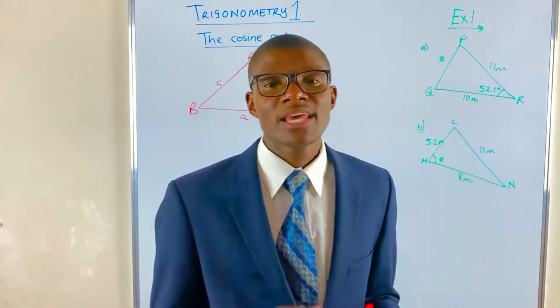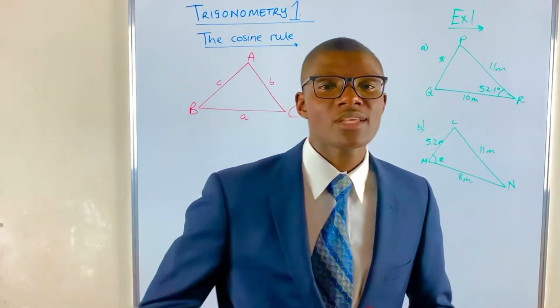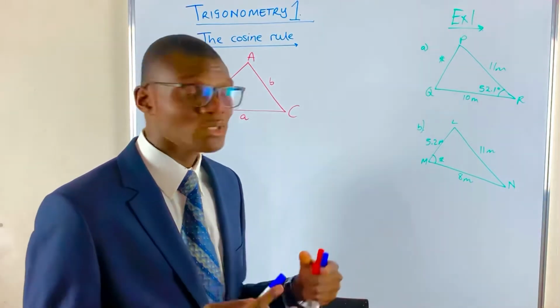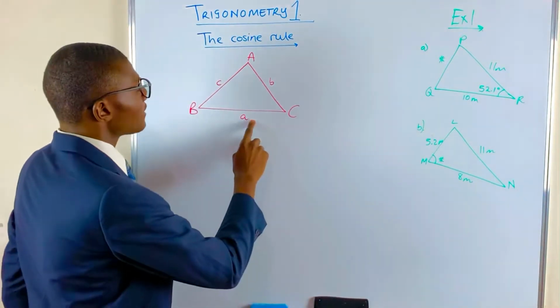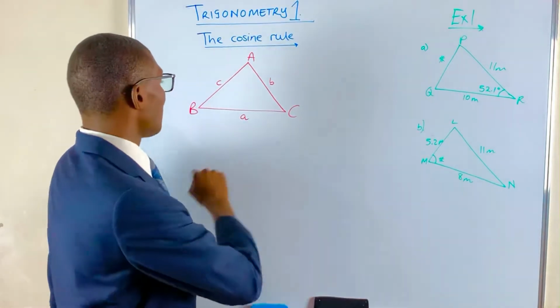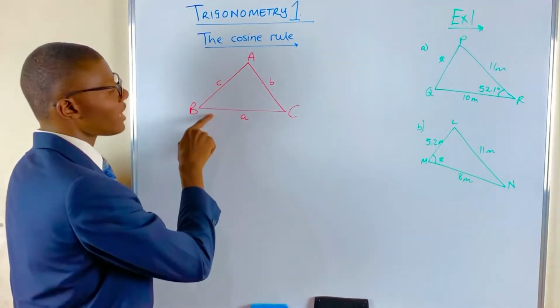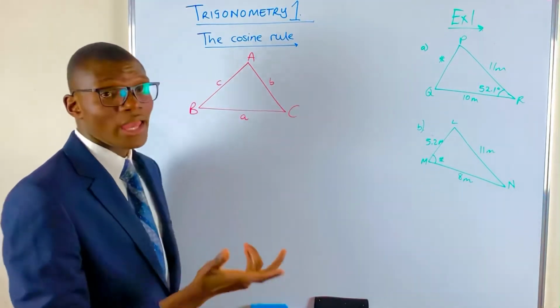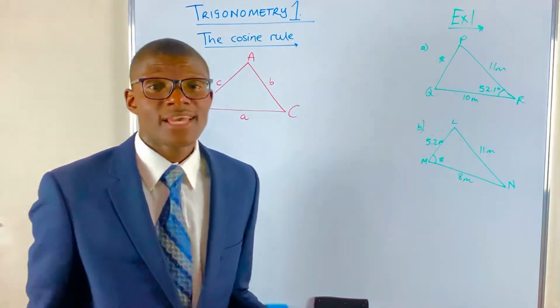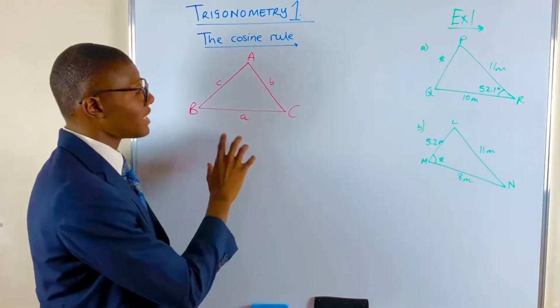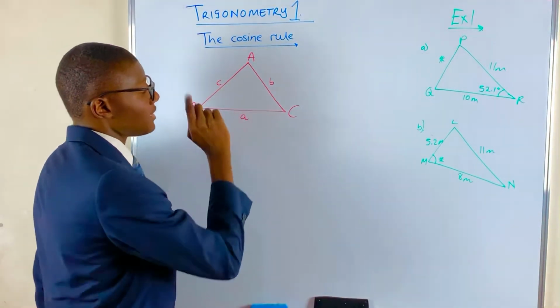There are two cases in which we can apply the cosine rule. The first one is when we're given two sides and the included angle. Say we're given sides A and B and the included angle C, or sides A and C and the included angle B, or sides B and C and the included angle A. So that's the first case. The second case is when we're given all three sides A, B, and C.